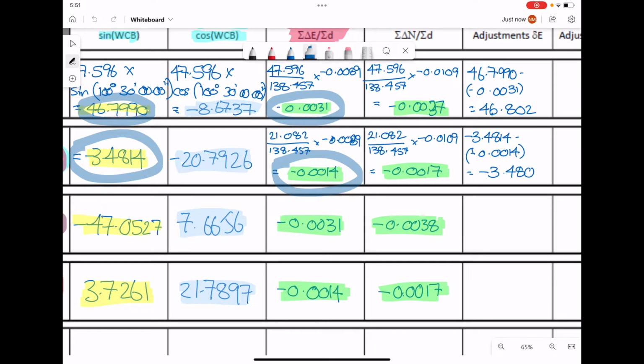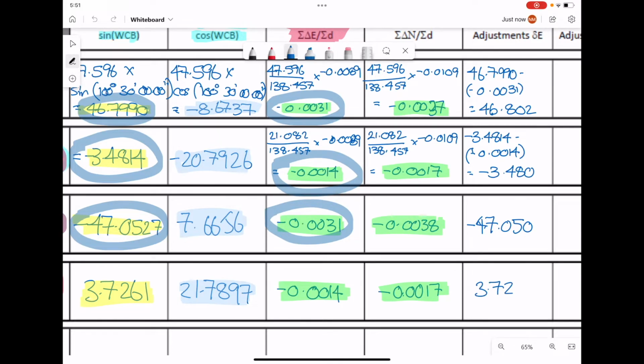Repeat for the next two cells using the partial and the corresponding adjustment. Here we would get minus 47.050, and finally we would get 3.728.